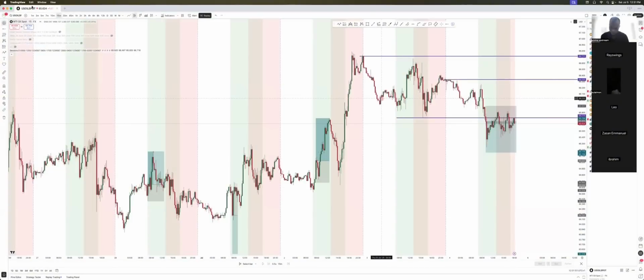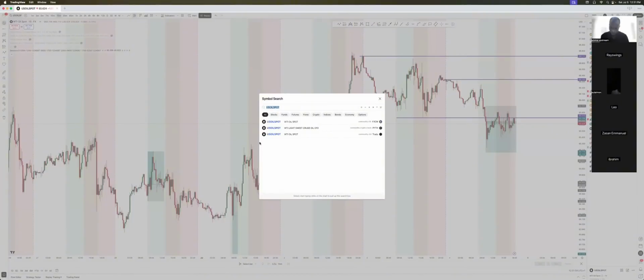Let's move on to gold. XAUUSD. So that's OANDA.